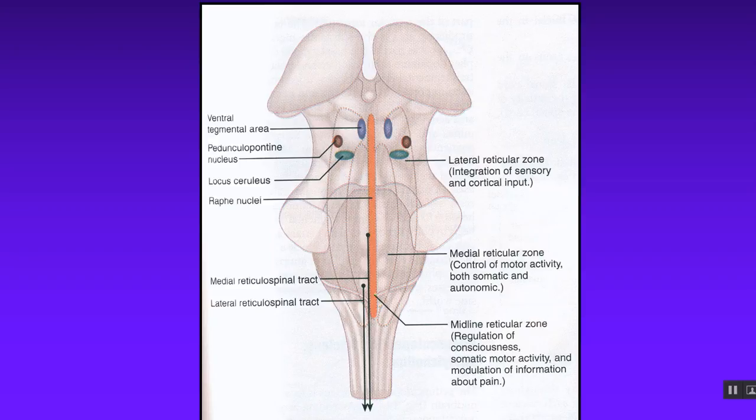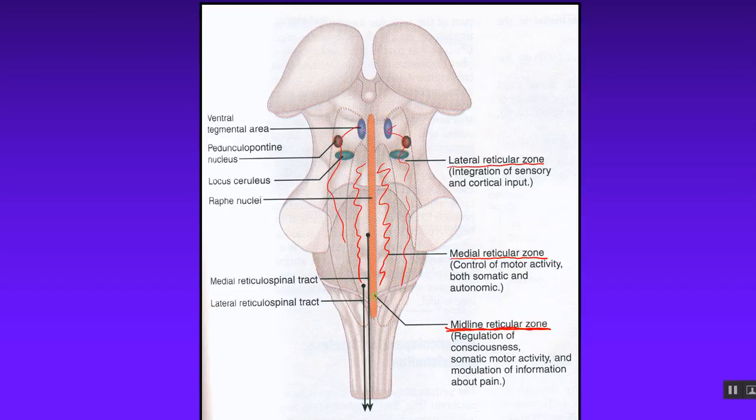So the most inner section here is the midline reticular zone, or midline reticular formation. And then the intermediate or medial reticular zone is the next one out, medial. And then we have a lateral reticular zone out here.